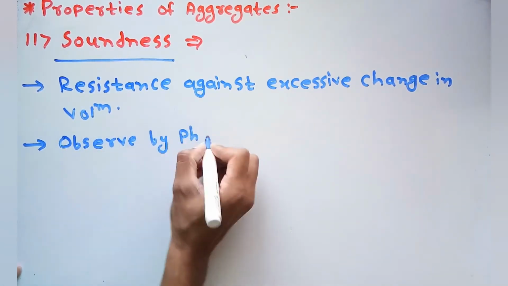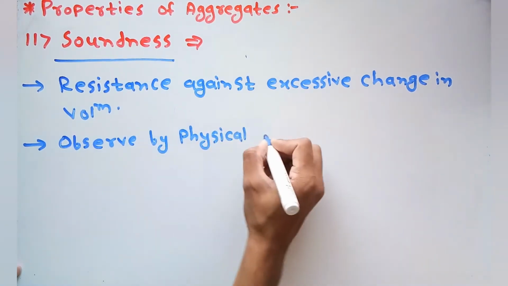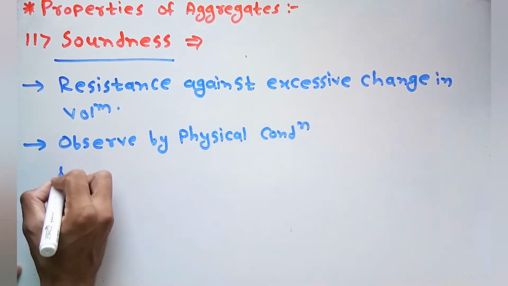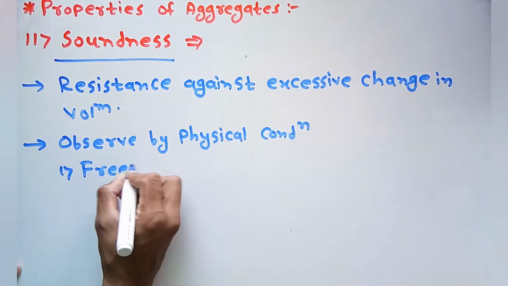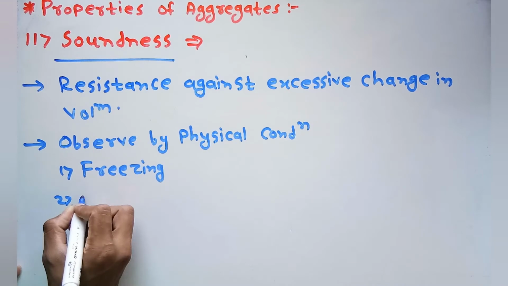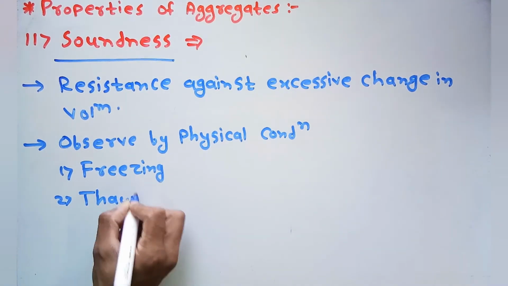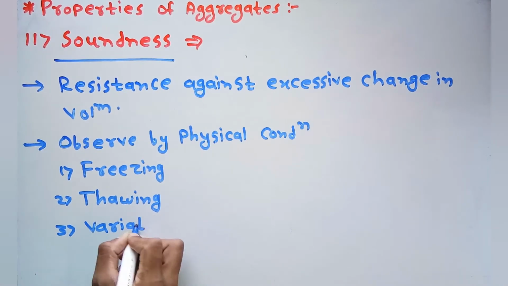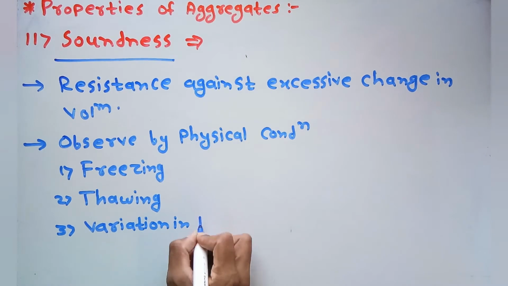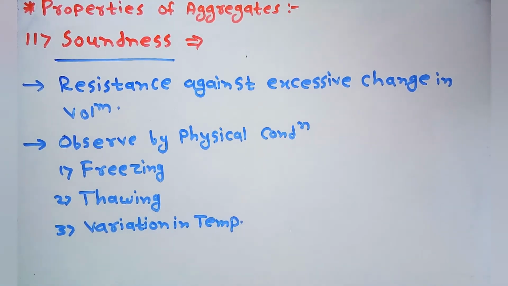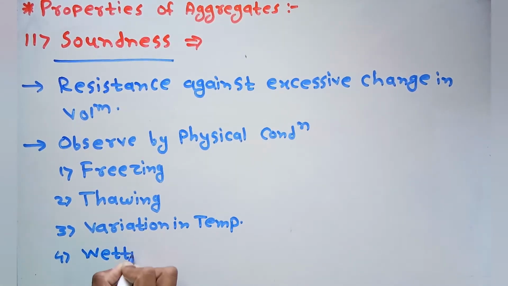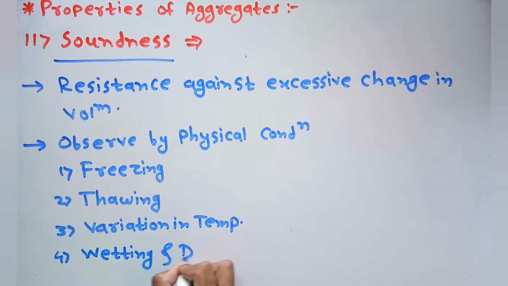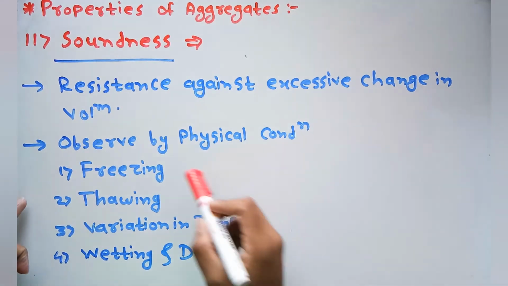By studying the physical conditions, and these physical conditions are freezing, the second one is thawing, the next one is variation in temperature, and the last one is wetting and drying. Now we will see these physical conditions.